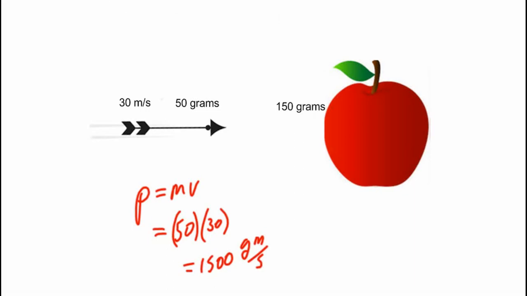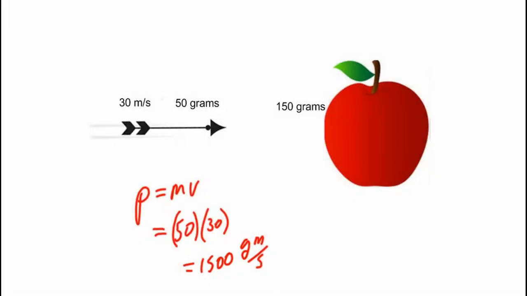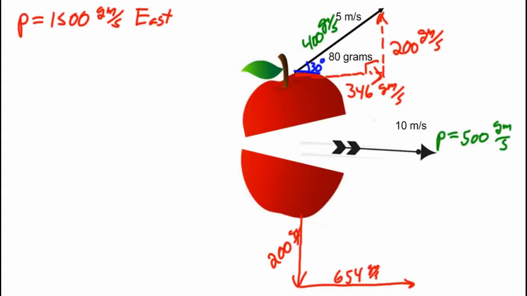When it was on its way to the apple, it had a momentum of 1500, and that means after it passes through the apple, we also still need to have 1500. And we do, because we have 654 plus 346 is 1000 plus 500 is 1500 to the east. Good? That was a lot of work. We still have some work to do because these are just the components. And so to get the overall momentum, we need to do a little Pythagorean theorem here.